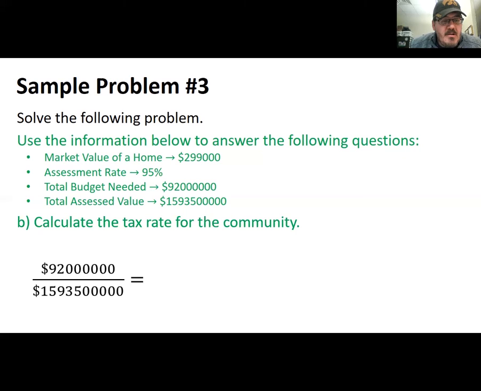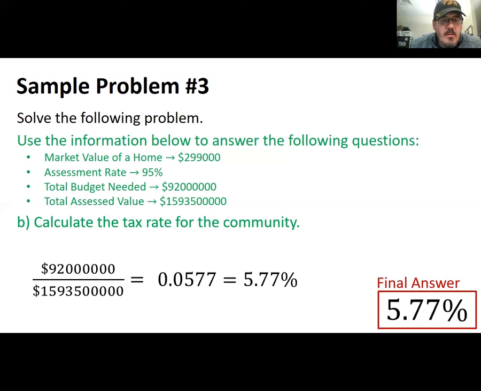So in this particular situation, the budget is $92 million. The total assessed value is $1,593,500,000. We're going to divide those values out, and we get to a tax rate of 5.77%. So that's going to be the property tax rate that's going to be used for this community.